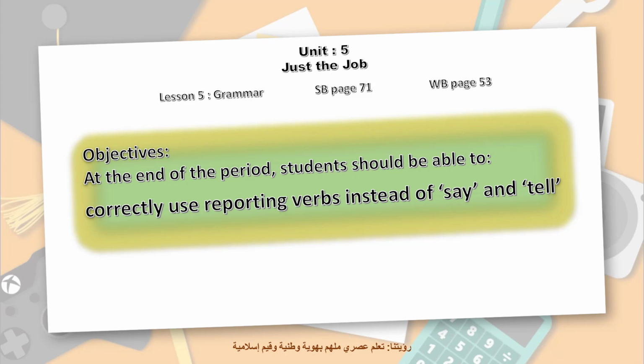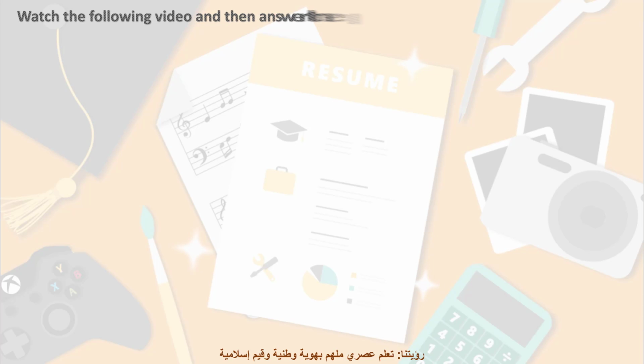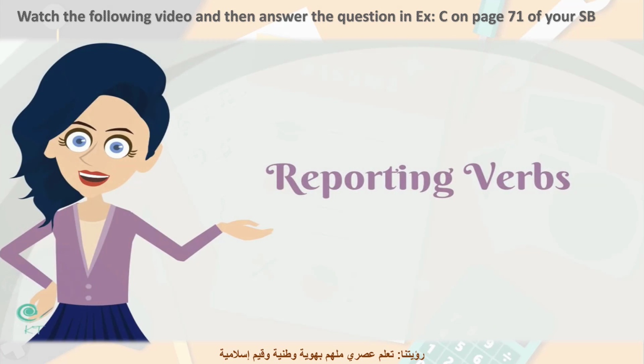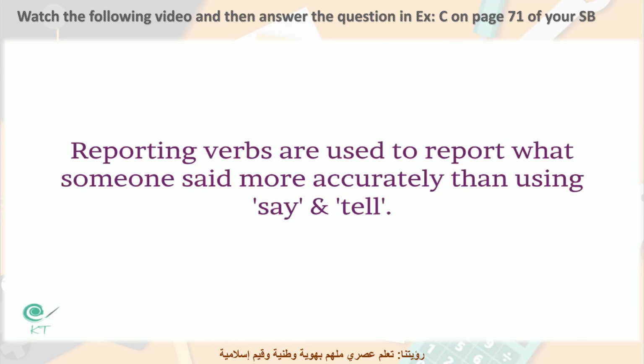So now let's start by opening your student books, page 71. And today, inshallah, we're going to do exercises C and D. Before doing exercise C, let's first watch the following video. Reporting verbs are used to report what someone said more accurately than using say and tell.